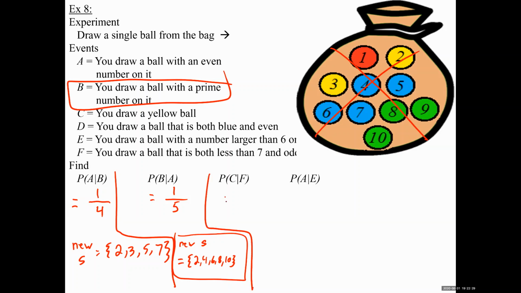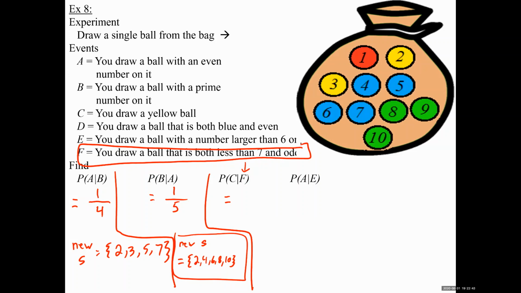Let's try the next one. You're going to help me out on this one. Again, I'm drawing once out of the bag. I put my hand in the bag, I draw it, I show it to you, but I don't look at it. You tell me F happened. You drew a ball that is less than 7 and odd. Once you told me that, what is still possible? Someone tell me. 1, 3, 5. Less than 7 and odd.